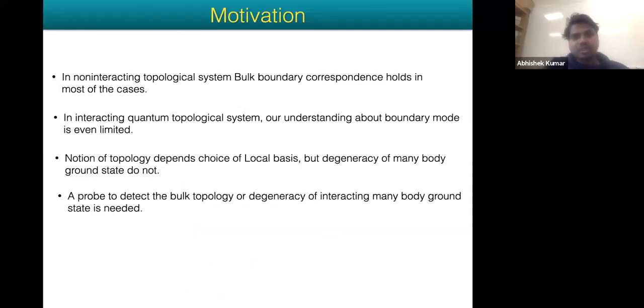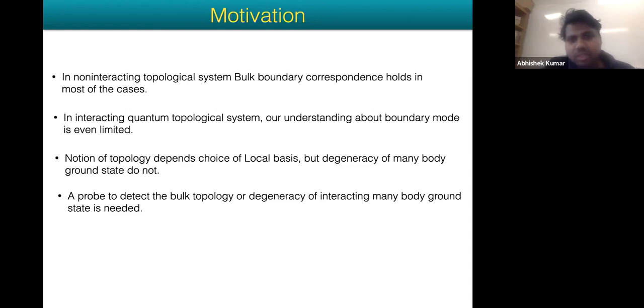So let me start with the motivation of our work. In non-interacting topological systems, bulk-boundary correspondence holds for most systems. The bulk-boundary correspondence means that corresponding to a non-trivial bulk topology, there exist some localized boundary states. Often in an experiment, the boundary mode is used as a signature for the bulk topology.